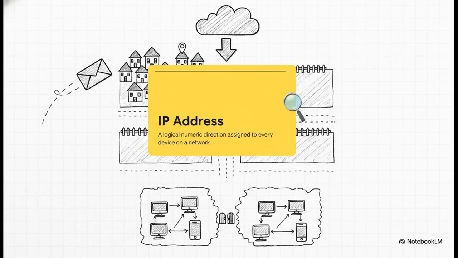But imagine if every single piece of mail in a country had to go through one central post office. Traffic would completely grind to a halt, right? Well, that's where subnetting comes in. Subnetting is essentially neighborhood zoning. It partitions a single massive network into smaller, localized subnetworks. This keeps the local data traffic safely inside its own neighborhood, which maximizes speed and cuts down on overall congestion.